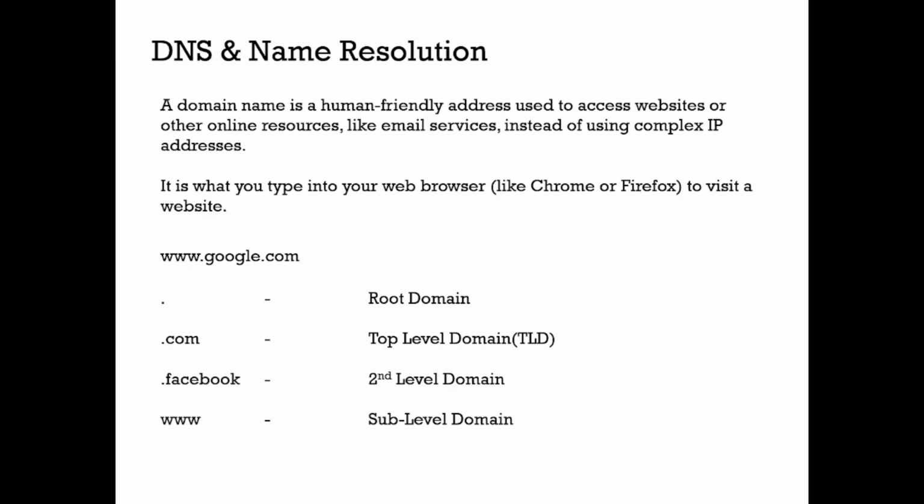So we have 4 layers. We have the dot, we have the .com, we have the Facebook. Sorry, I changed that to Facebook. Then we have the www. Now the first one, which is a dot: I know that after the .com you're not seeing any dot there, but there is a dot which we are not seeing, but it's present there. That dot represents the root domain.